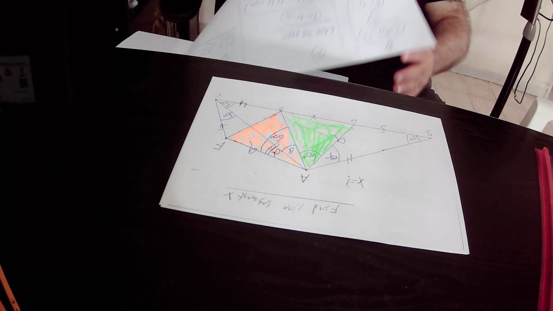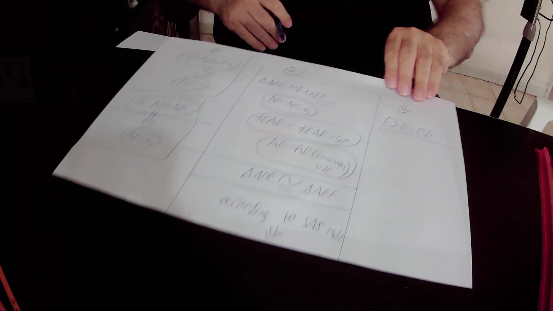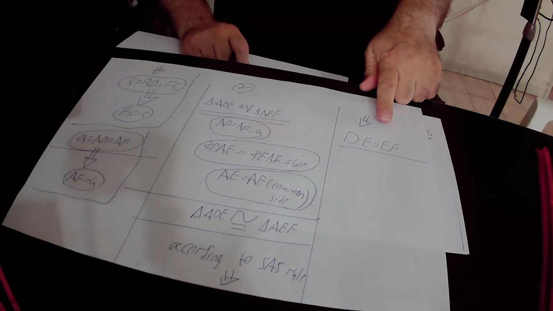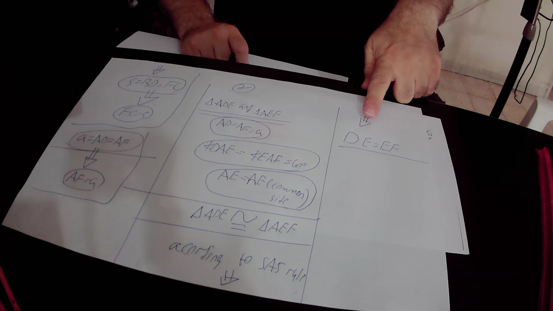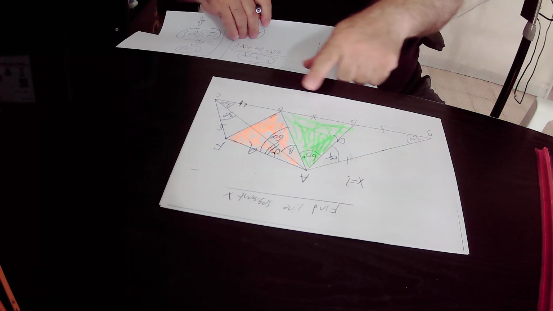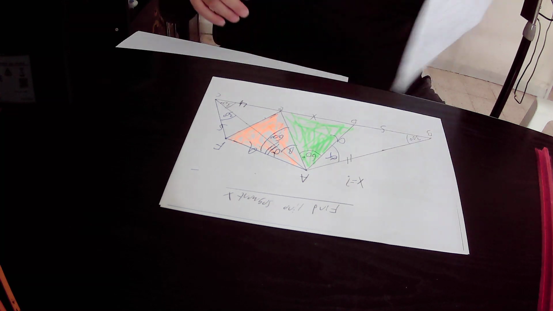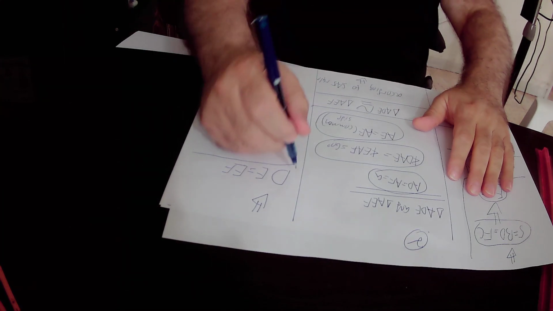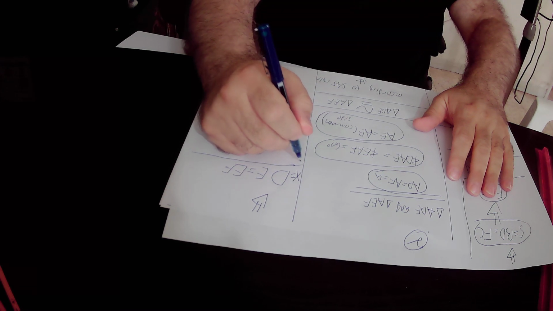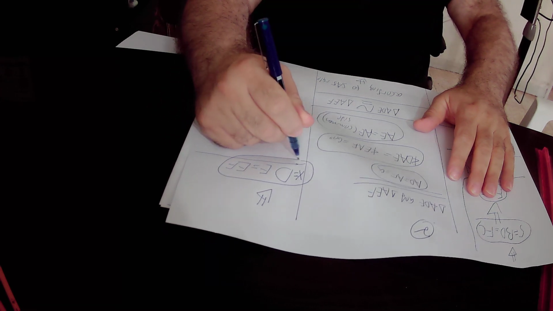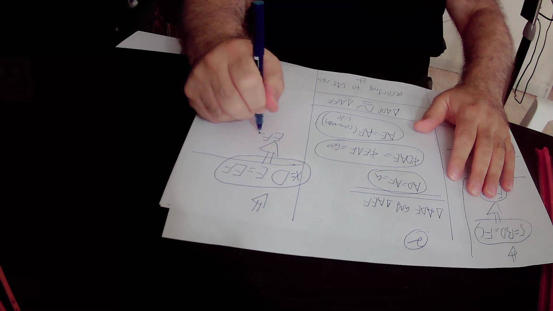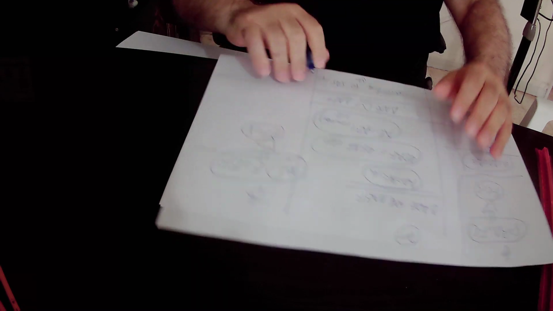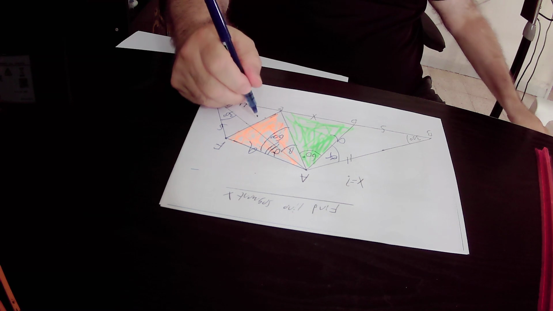I'll repeat again. From the fact that the green triangle is congruent to the orange triangle, we will conclude that side DE equals side EF, according to the rule that corresponding sides in congruent triangles are equal to each other. But according to what is given in the question, side DE equals x. So we can write that x equals DE equals EF, and we derive that side EF is also equal to x.